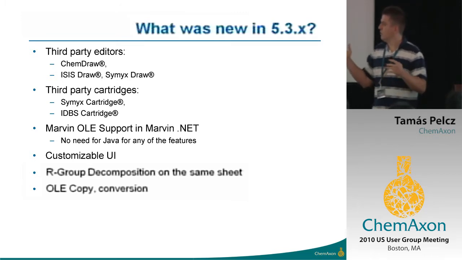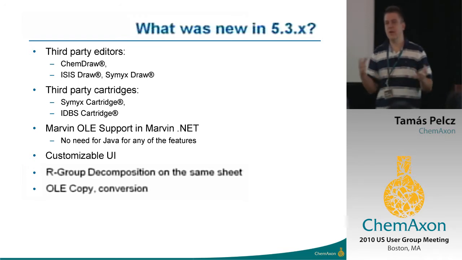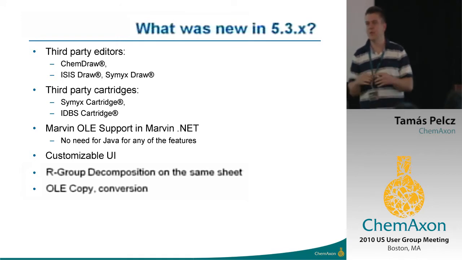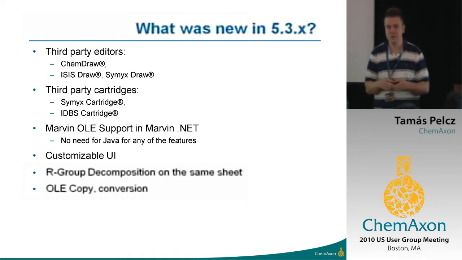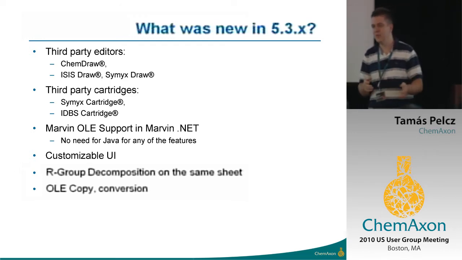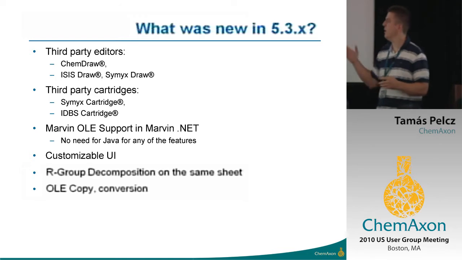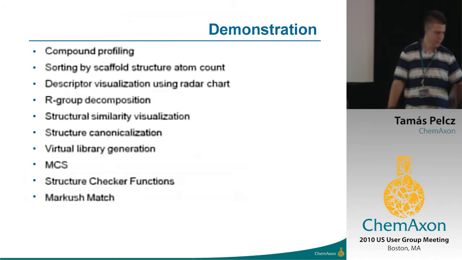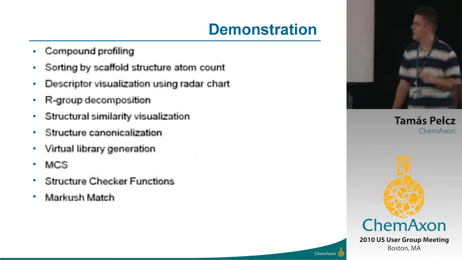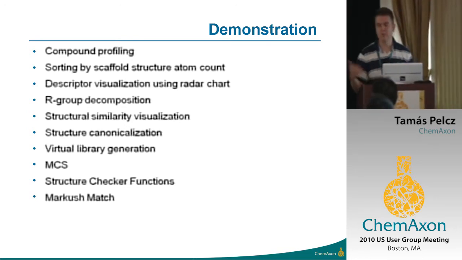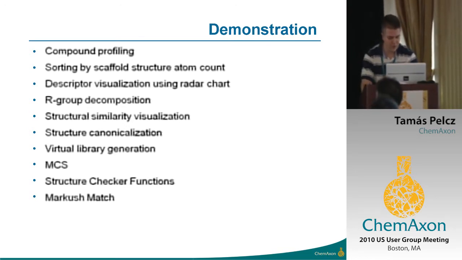features working with OLE objects. These are quite commonly requested features because this is the basic model of how you interact with other Office applications. So if you want to copy structures over into Word or PowerPoint, edit them there, copy back, and so on, you will have to do this with OLE objects. So I'm going to give you several demonstrations of how we think you can use JChem for Excel to accomplish various tasks.